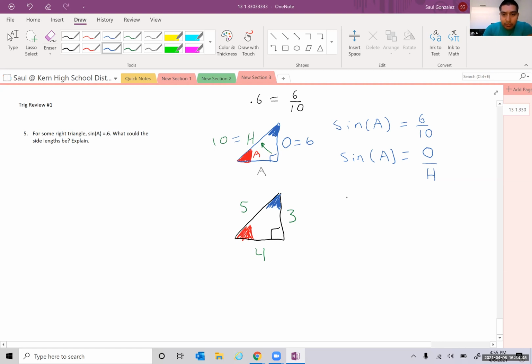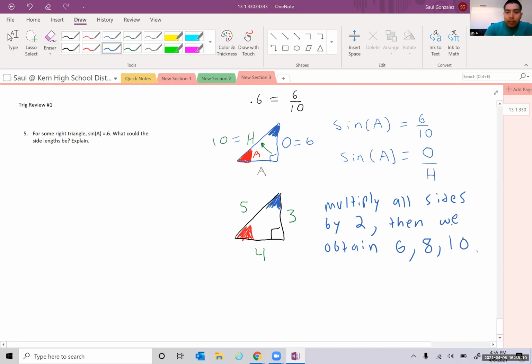So we multiply all sides by 2. Then we obtain the sides. Then we obtain 6 for this side. For this one, we obtain 8. And for this other one, we obtain 10. So this is also known as a Pythagorean triple or triplet. So this A is going to be 8.